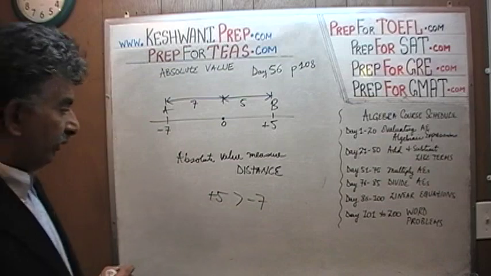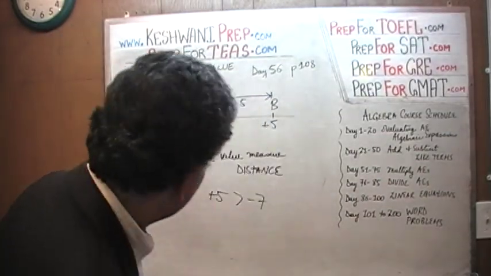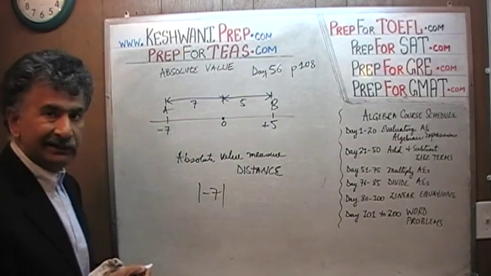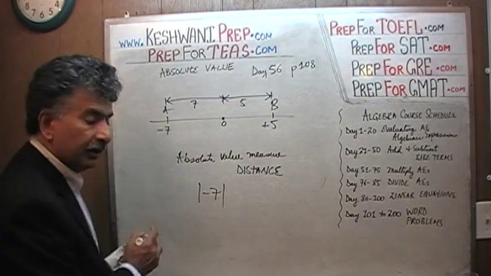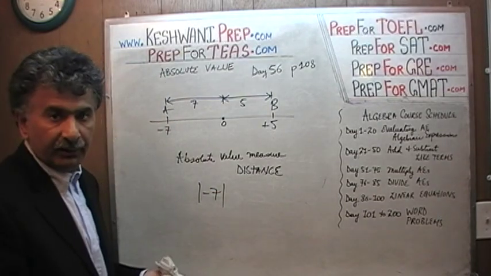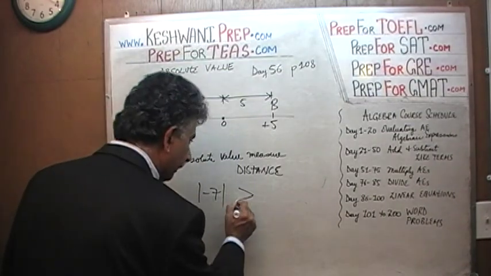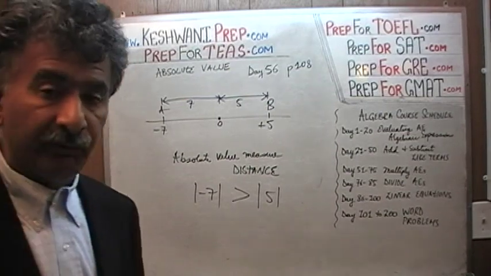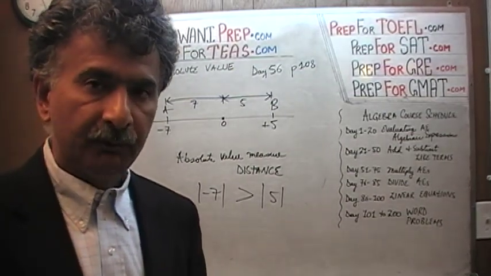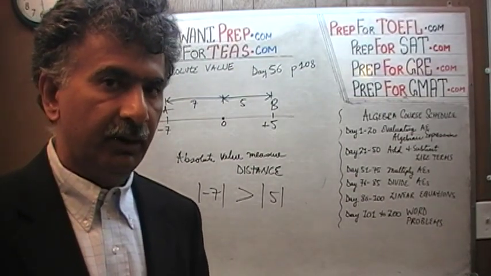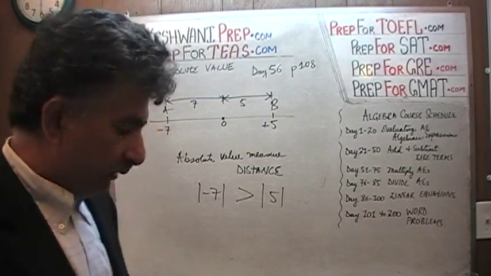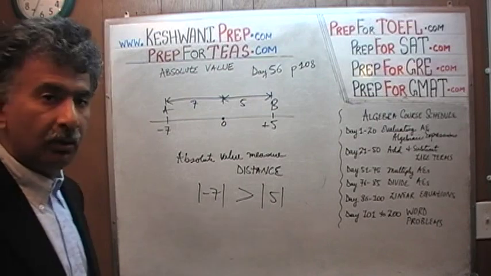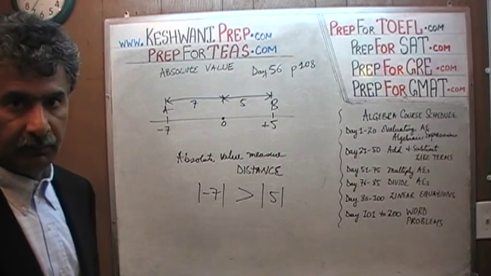Question is, how do we express this notion? The way we do that is by putting absolute value sign around it. So absolute value of negative 7 means that you ignore the negative part. Absolute value of negative 7 is just 7, and therefore absolute value of negative 7 is greater than absolute value of 5. Even though negative 7 itself is less than positive 5, the absolute value of negative 7 is greater than absolute value of positive 5, because as we said, when we take the absolute value, we have to ignore the negative sign.